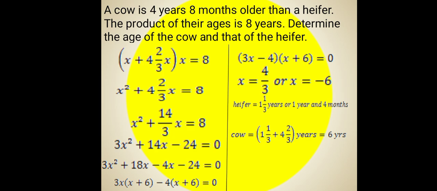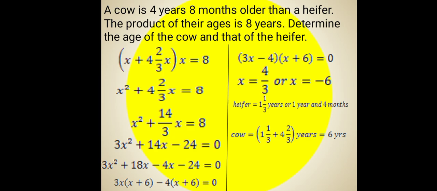A cow is 4 years and 8 months older than a heifer. The product of their ages is 8 years. Determine the age of the cow and that of the heifer. Assuming that the heifer is x years old, the age of the cow will be x plus 4 and 2 over 3 x.